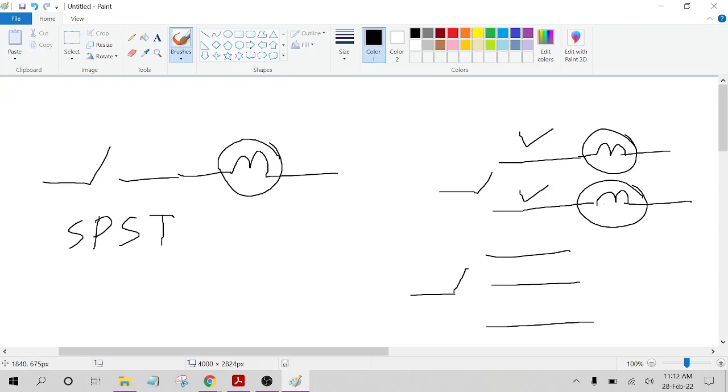Yes, sir. Okay. So anyway, there is no practical switch like single pole triple throw, but single pole double throw is a very common switch, and we will build circuits today using this switch.